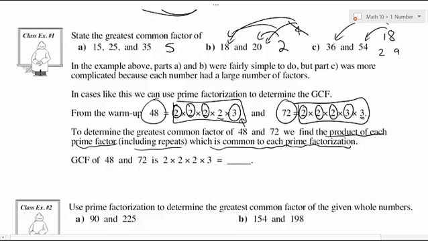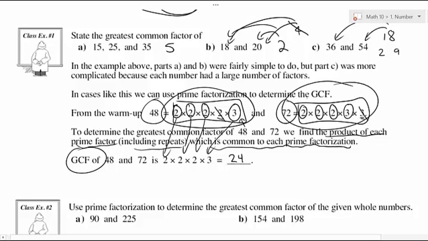Now I take this 2, this 2, this 2, and this 3. The ones that are common to both of them, I multiply them together. 2 times 2 times 2 is 8, times 3 is 24, and that is my greatest common factor. And that is it. It is not difficult. It's very easy. You find the prime factorization, you find which is common to each, and the ones that aren't common, you can't multiply them. You just take one of the sets and multiply them together. Don't multiply that set and that set together.